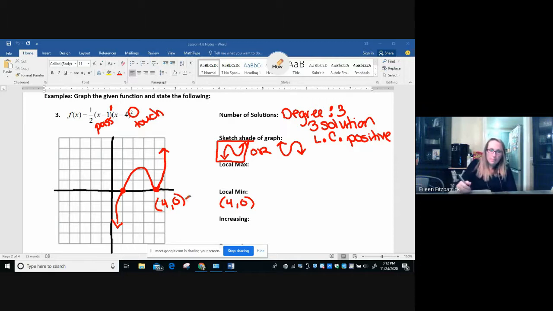And then the point right here is going to be your maximum. We don't know the exact coordinate of that point. So for this one, let's go ahead and use our graphing calculators.